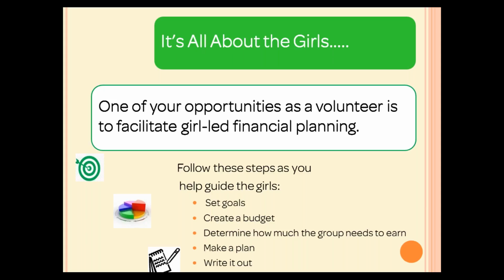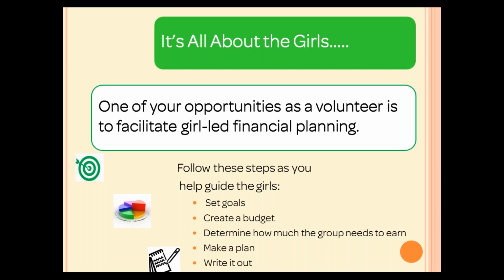One of your opportunities as a volunteer is to facilitate girl-led financial planning. We should remember to do the following with our girls: always set goals. We want to know what the girls want to do throughout the year. We want to create a budget with the girls. How much will these activities cost? Determine how much the group needs to earn. Project if cookie and other product sales, if approached proactively and energetically, will earn enough money to meet the expenses and anticipated income.